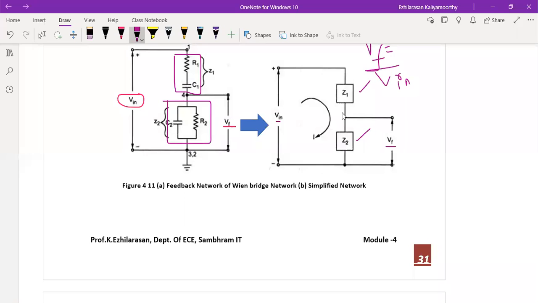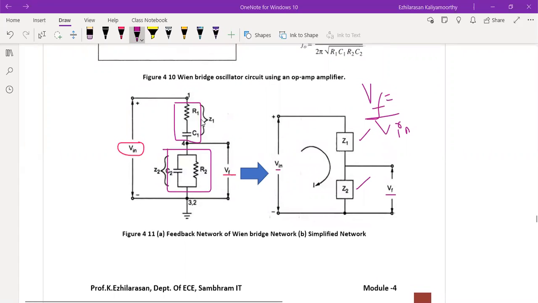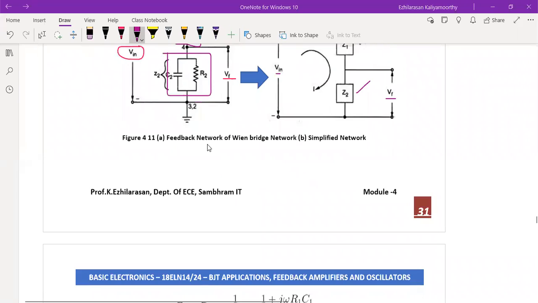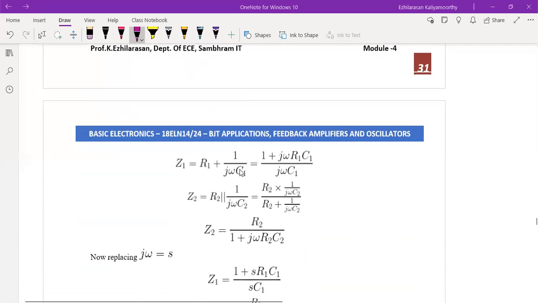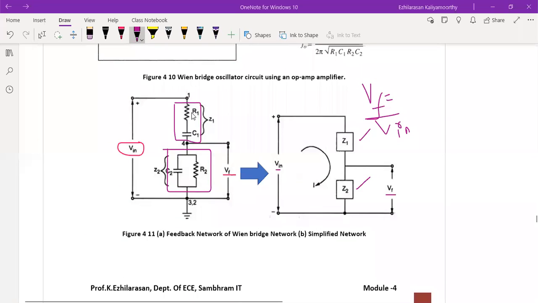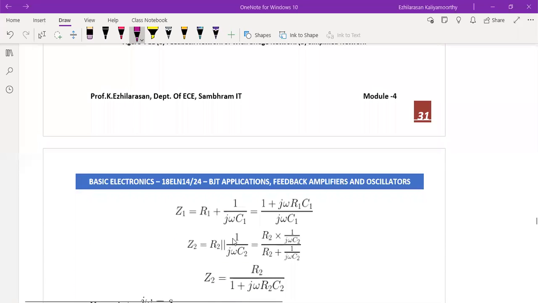Z1 is an impedance. As we know from the RC phase shift circuit, we might have written, if you are having R and C, that is a reactance. So how we can write that, R plus, that is what Z1, where Z1 is nothing but R1 plus 1 by j omega C1. Take a reference from the RC phase shift oscillator, how we wrote R1 plus 1 by j omega C1, because both are in series connection. Again, just do the cross multiplication here, then we'll get the expression like this.